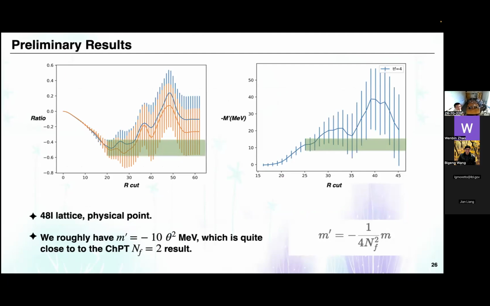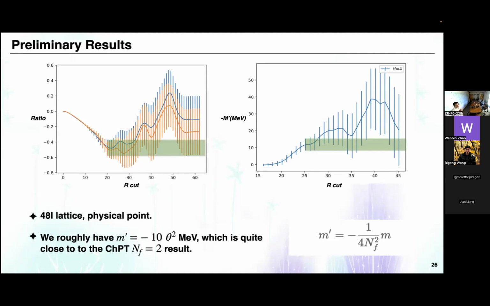This is the ratio here, and this is minus m prime, where m prime is the mass shift, with respect to the CDER R cut. If you go to very large R cut, basically you have no signal there. This R cut is much larger than in the EDM case because it includes some pion; the correlation length seems to be much larger than in the EDM case. We need to stop at around 25 or so, and we can get a number which is minus m prime. So m prime is about minus 10.